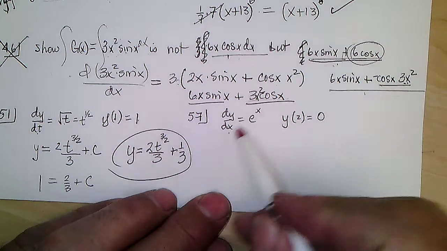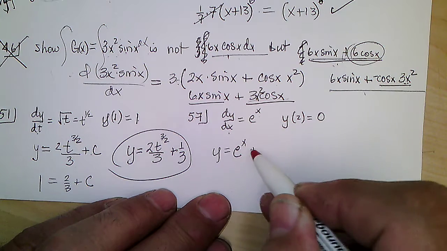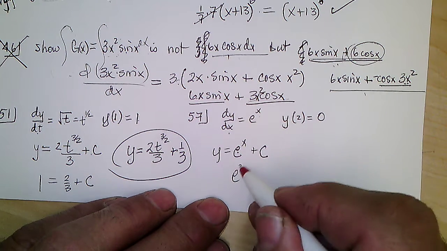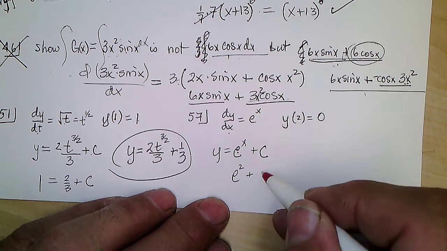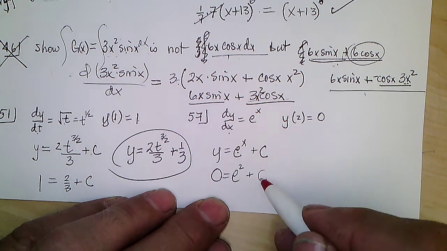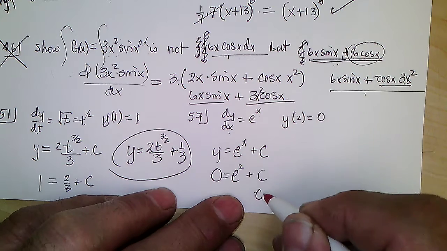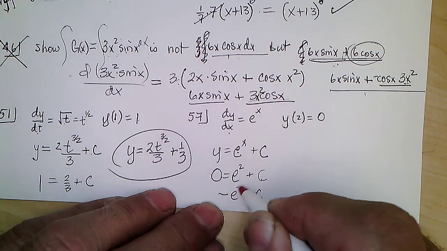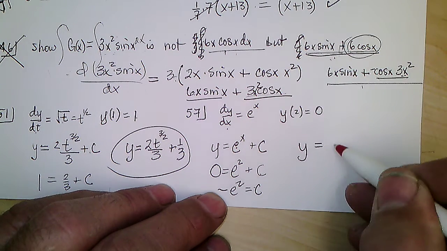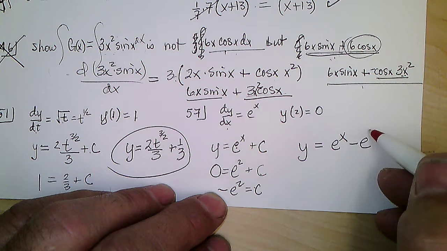And on this one, if I integrate, I get e to the x for y plus c. Now if I put 2 in here, I get e squared plus something is supposed to be 0, so c would have to be negative e squared. And so my y then is e to the x minus e squared.